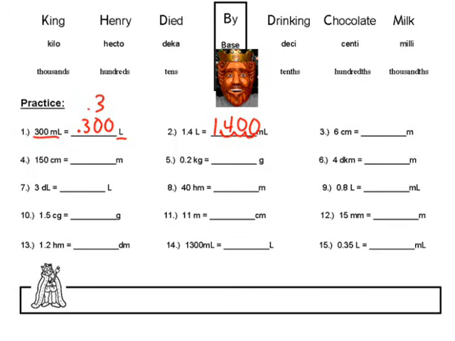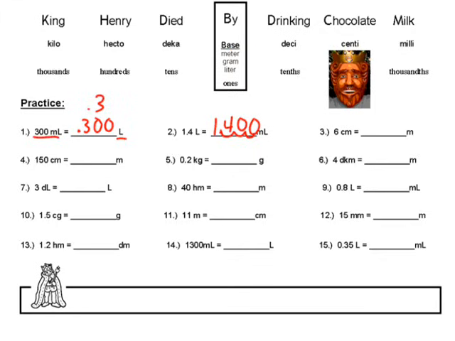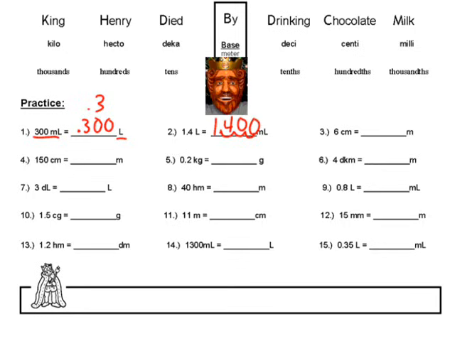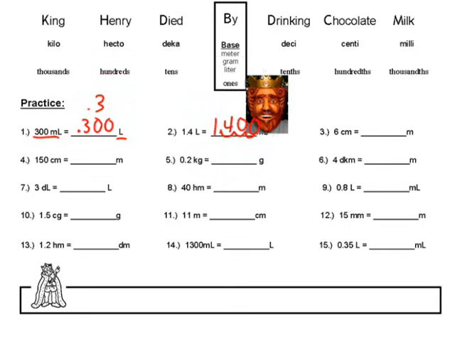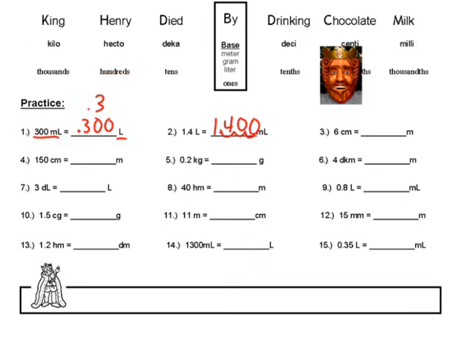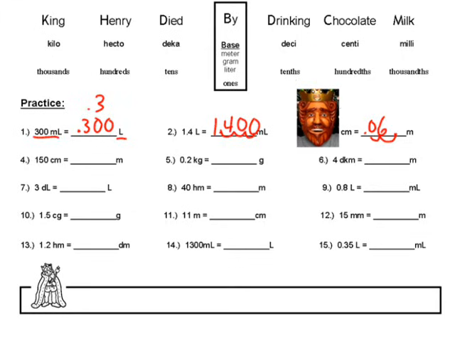Okay, let's convert 6 centimeters into meters. So I'm starting with centimeters and I'm converting it into meters. So I would have to move 1, 2 to the left. So I'm going to take my decimal and I will move it 2 to the left. 1, 2. So it's 0.06. 6 centimeters equals 6 hundredths of a meter. So I'll just do a few more of these, and I think it's pretty easy to understand.